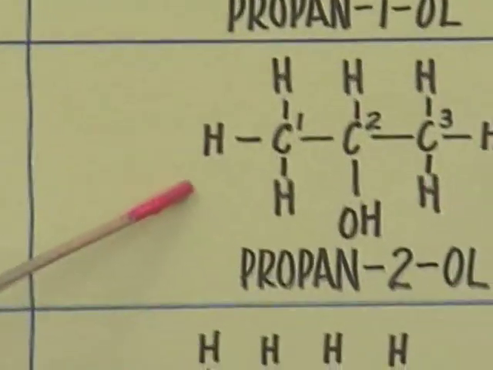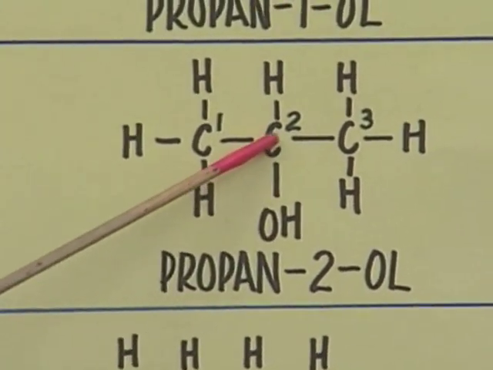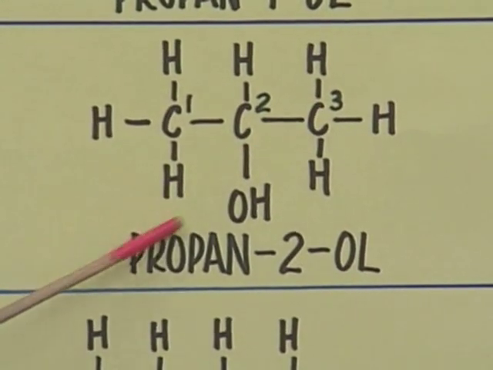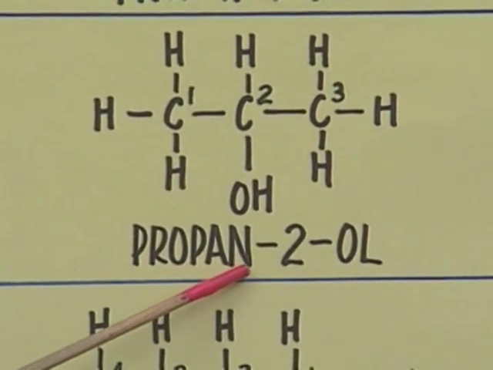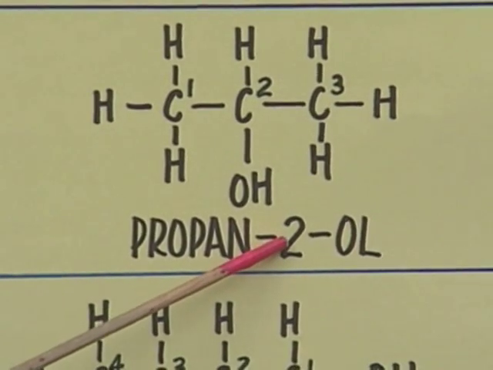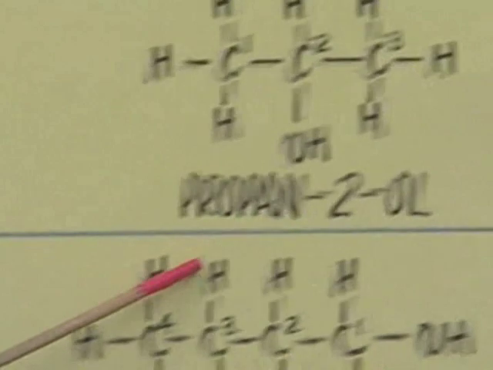Or we can have this structure here where the functional group, the OH group, is situated on the second carbon atom. We number the longest carbon chain, 1, 2, 3. And now the name will be propan because there are 3 carbon atoms in the longest chain, 2 because the OH group is situated on carbon 2, and all because it's an alcohol.